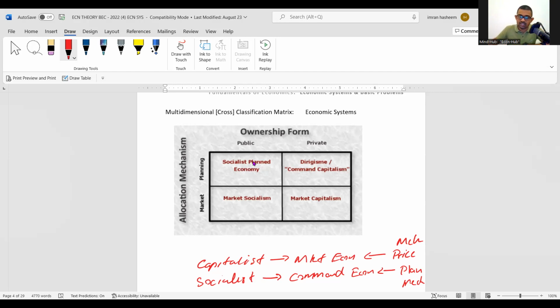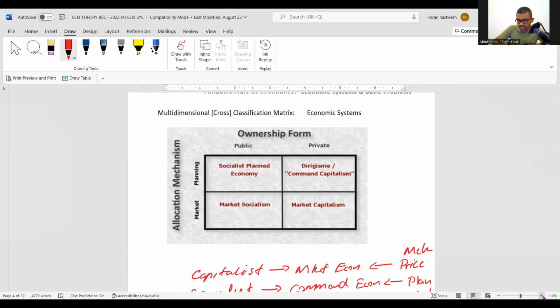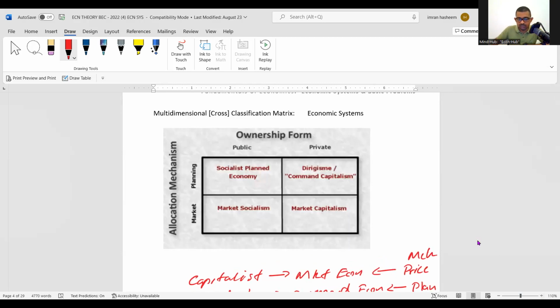Yes, look at this matrix or table. On this side, we have ownership of resources. Here we have mechanism of resource allocation. Look at this: public resource ownership, meaning government resource ownership, with the planning mechanism. This is the very common thing we see. Socialist planned economy, no problem. What we said earlier is there.